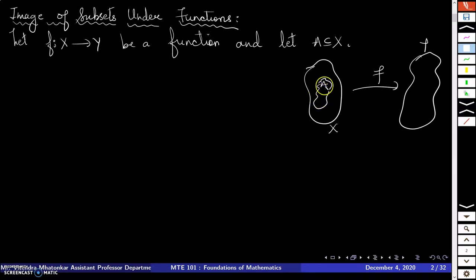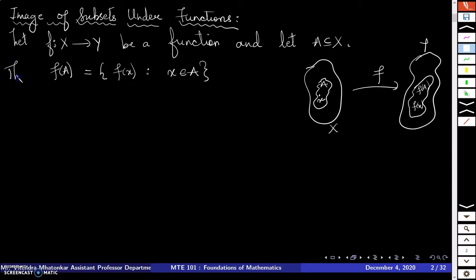Then I will look at all the images of points inside the set A. So if I pick up x in A, then I will look at the set f of A. I will collect all the points of the form f of x where x is coming from A. In other words, I am looking at images of all the points inside the set A. Now these points f of x are in Y because x is in the set X. So I'm looking at the set of all points of the form f of x where x is coming from A. And this set is defined to be the image set of the subset A of X under the function f.